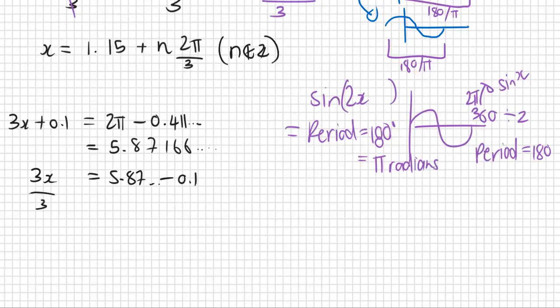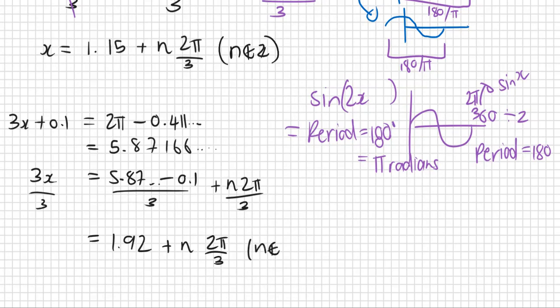And then we divide both sides by 3, but remember that we're also dividing the repeating points by 3. Oops, so sine graphs still have a period of 2 pi. Okay. And we end up with 1.92, rounded off, 1.92 plus n 2 pi over 3, where n is an integer, an element of the integers. I have to write this.